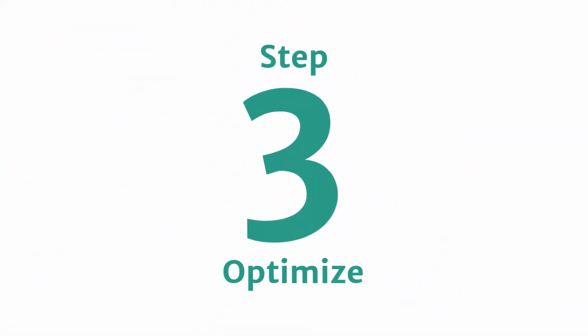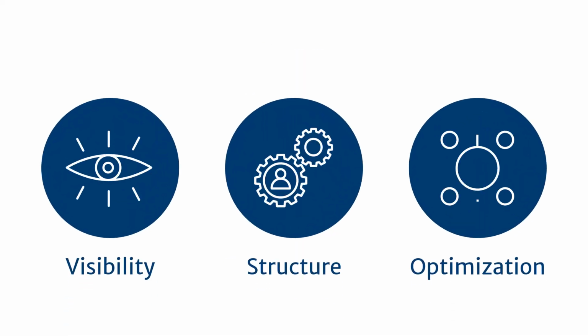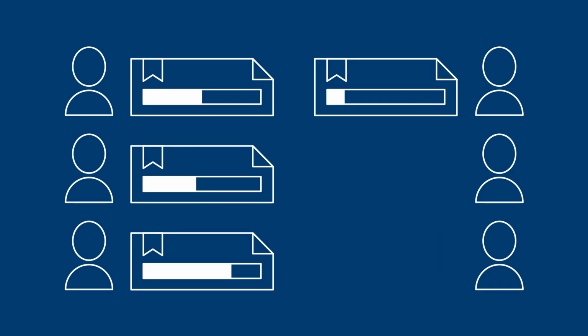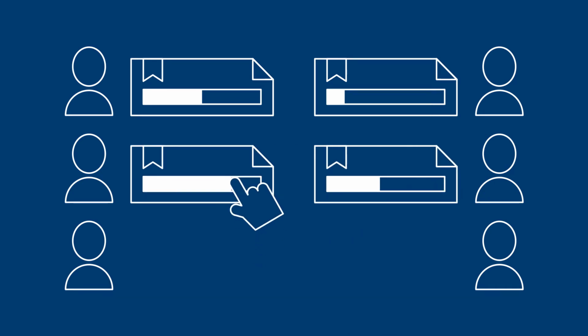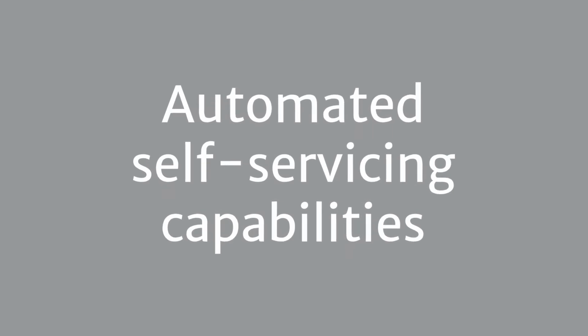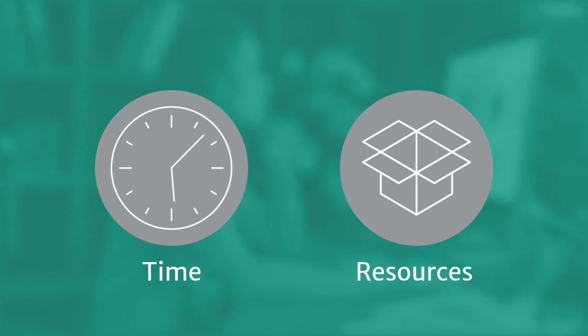Step 3. Optimize. Now that you have visibility and processes in place, it's time to optimize your UCaaS usage and spend. Identify low or zero usage across licenses and easily return, move, or reassign them when needed. With automated self-servicing capabilities, saving a tremendous amount of time and resources with results in real time.